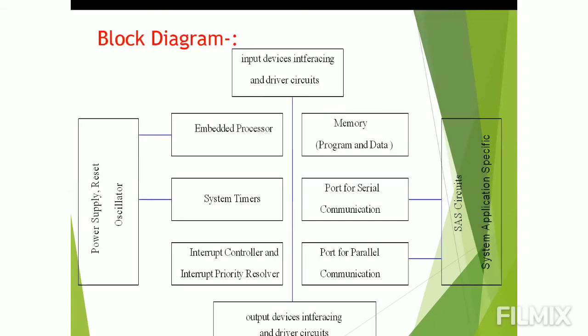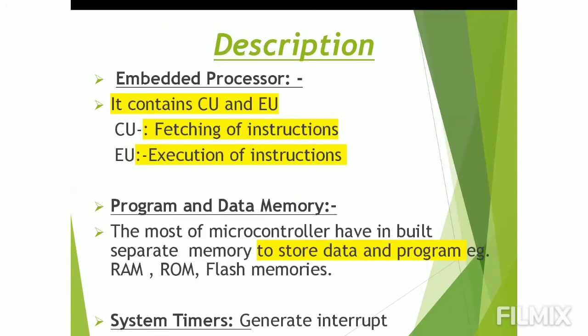This is the block diagram for an embedded system. Now we will discuss each block in detail. The first block is the embedded processor. The embedded processor consists of two main blocks. The first one is CU and the second one is EU. What is CU? CU stands for control unit. The function of the control unit is fetching of instructions. The next unit is the execution unit. The function of the execution unit is execution of instructions.